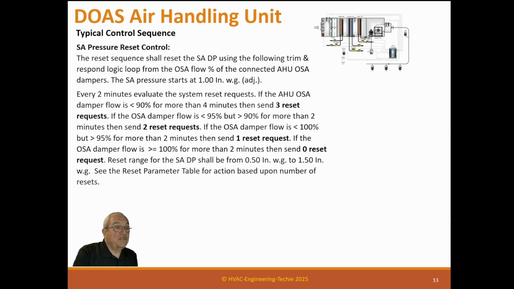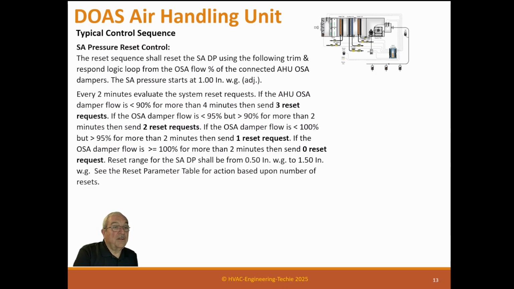Every 2 minutes, evaluate the system resets. If the air handler outside air damper flow is less than 90% for more than 4 minutes, then send 3 reset requests. If any outside air damper flow is less than 95% but greater than 90% for more than 2 minutes, then send 2 reset requests.